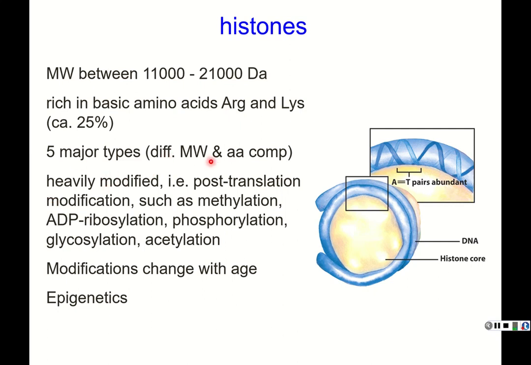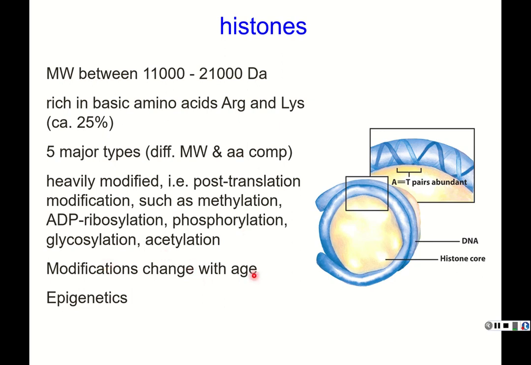There are 5 major types. They differ in their molecular weight and amino acid composition. These histone proteins can be heavily modified, and those are referred to as post-translational modifications. So that occurs after the protein has been translated. And things like the adding of a methyl group, an ADP, a phosphate group being added, sugars being added to them, acetylation. So all of these things, you can modify the histones, and that modification actually influences DNA packing and gene regulation.